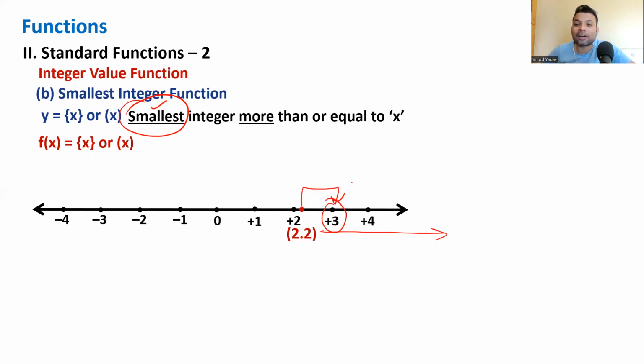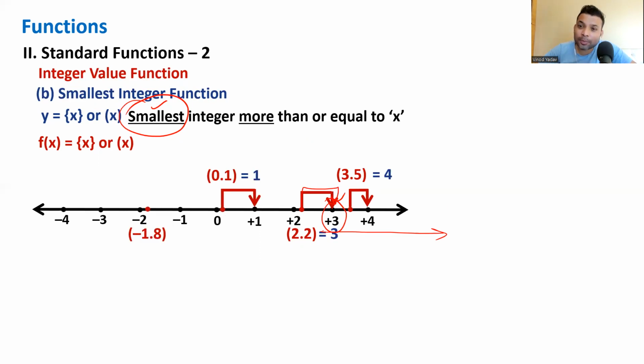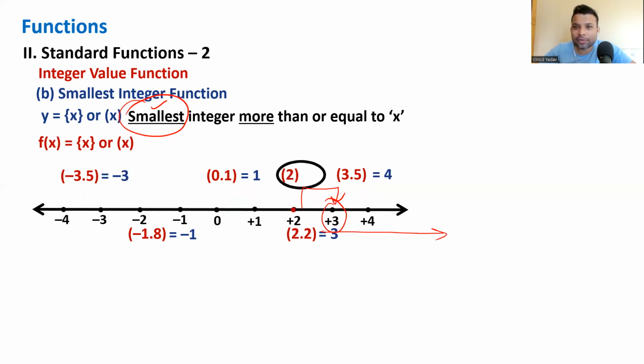It means the first to the right. Now the machine will select the first integer to the right of that number. Okay, 3.5. Yes, the output will be 4. 0.1, correct, 1. Minus 1.8, first integer to the right, so minus 1, isn't it? Minus 3.5, first integer to the right side, minus 3. Awesome. Superb. And when the number itself is an integer, same answer. Correct? Minus 4, it will be minus 4 only.